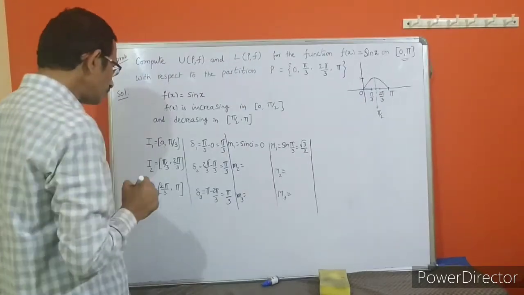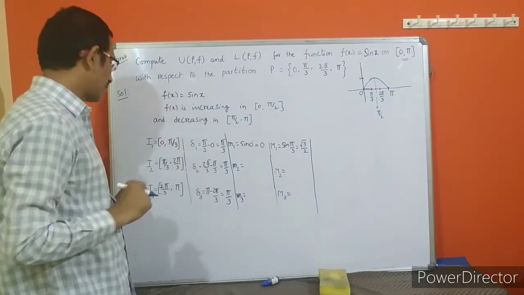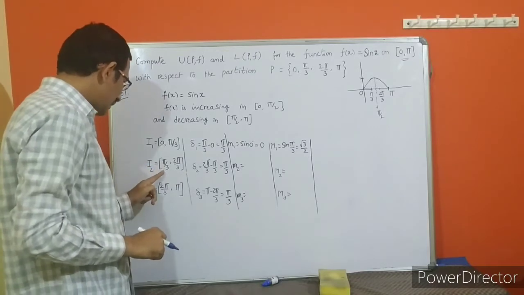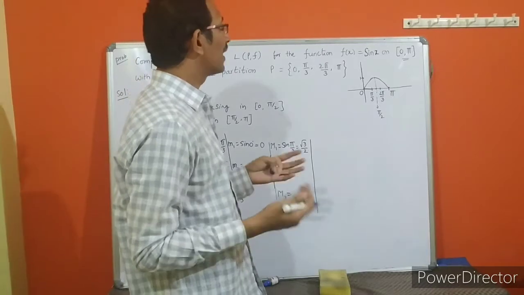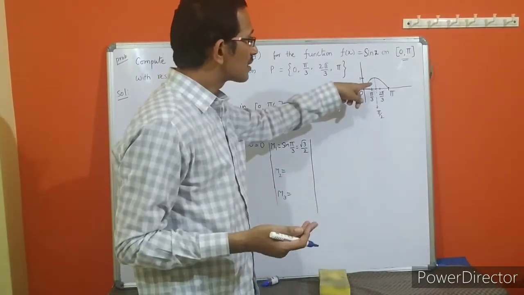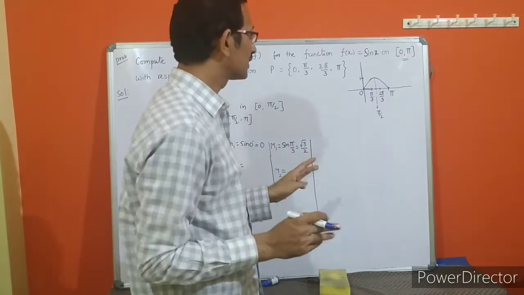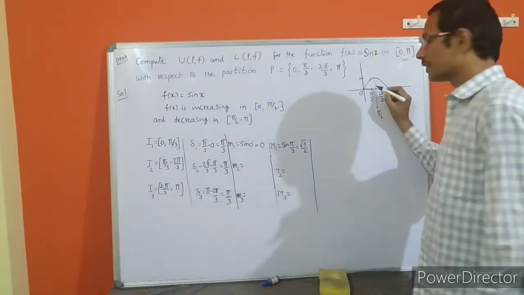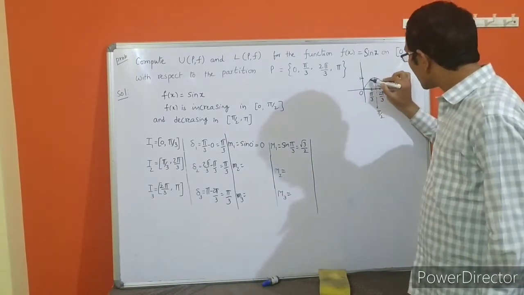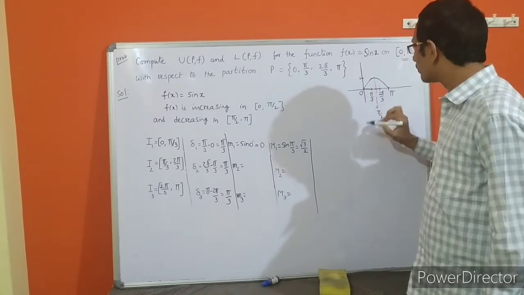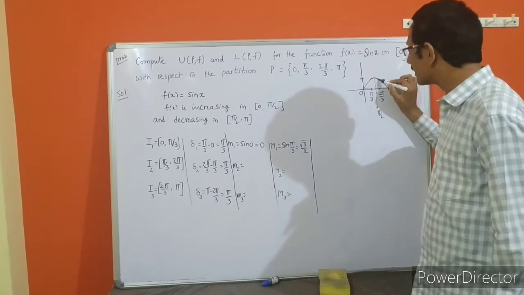Now I2. This is a quite interesting interval, because in this subinterval pi by 3 to 2 pi by 3, we cannot say whether sin x is increasing or decreasing. See properly: in the subinterval pi by 3 to 2 pi by 3, sin x is increasing from pi by 3 to pi by 2. Half of the interval is increasing and half of the interval is decreasing.